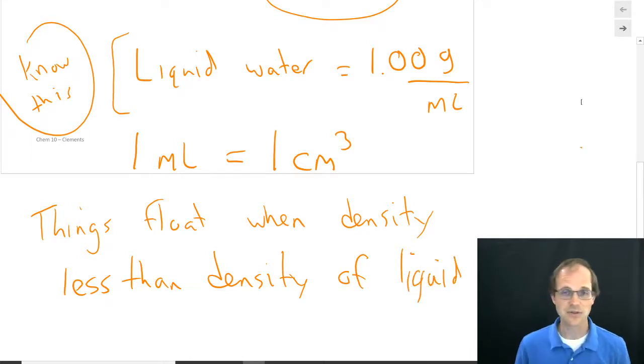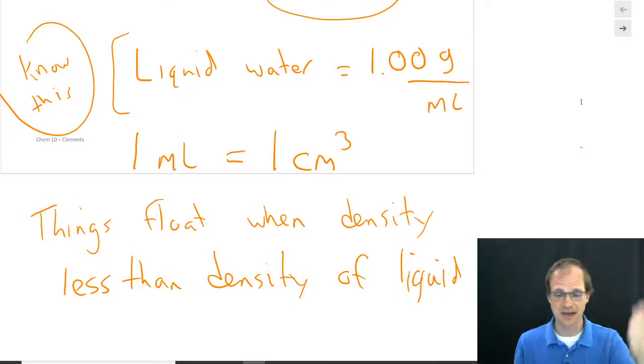So the ice floats because its density is less than that of the liquid. It turns out when water freezes, it expands a little. So the same amount of water takes up more space. And if you have grams per milliliter, if your same amount of stuff takes up more space, that makes the density smaller. So the density of ice is slightly less than 1, and so it floats in water.